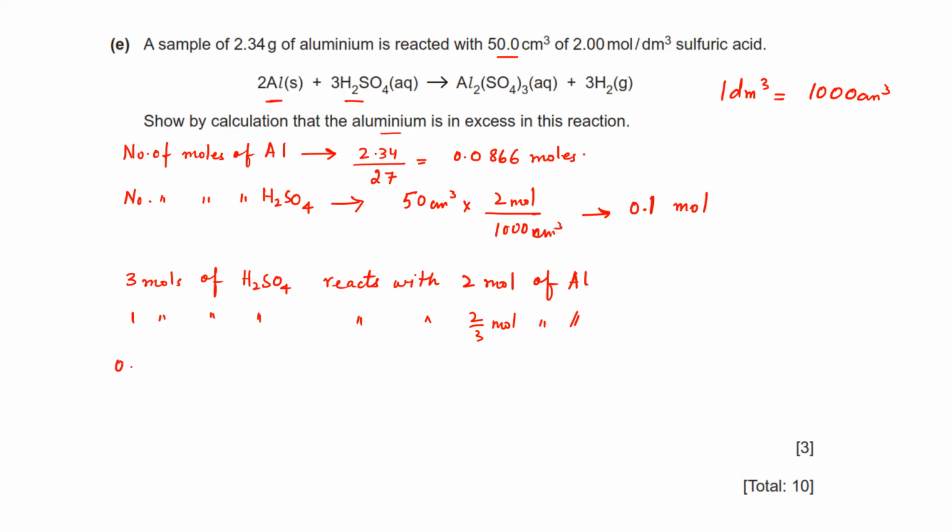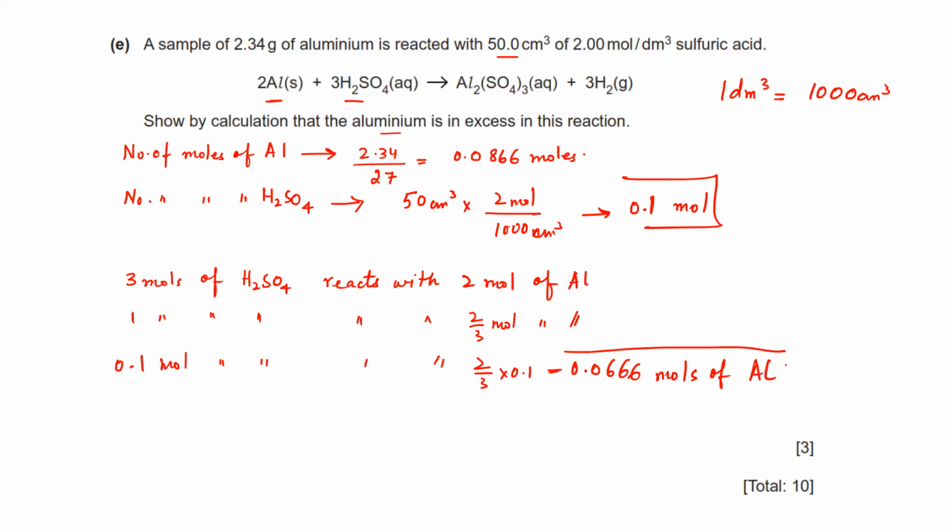And if we have 0.1 mole of H2SO4 as we have here, that will need 2 by 3 multiplied by 0.1, which is equal to 2 by 3. So that will be equal to 0.06666 moles of aluminum. So these are the number of moles of aluminum that we need for the reaction. And how many do we have? We have this many.